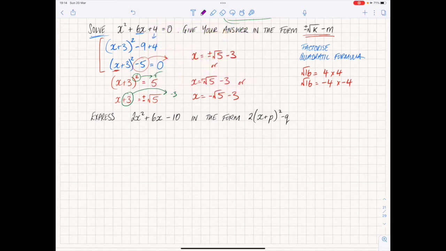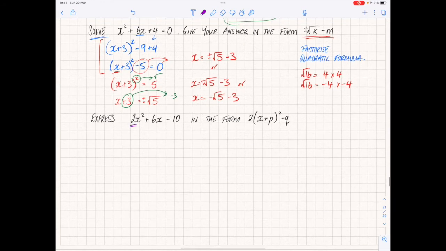Okay, this next one's a little bit more complicated, and the thing that makes it complicated is this 2 at the start. Now, if you ever have to complete the square for a quadratic where there is a value of x squared that is greater than 1, the first thing you do is factorise out the 2.